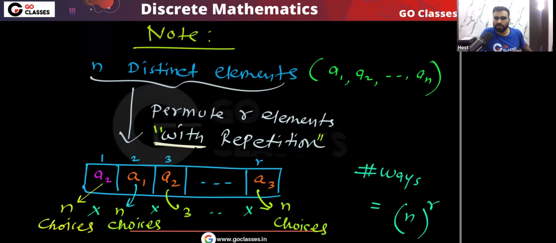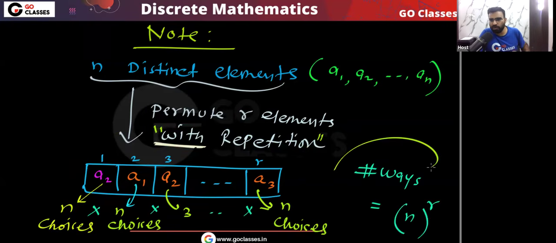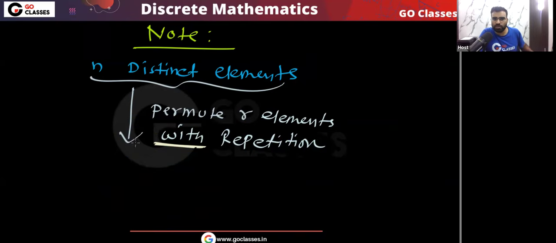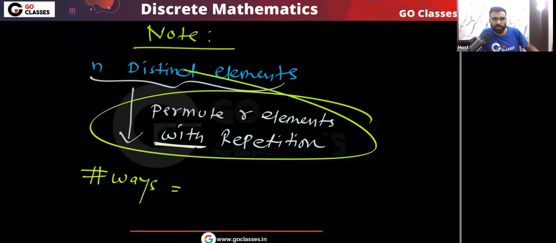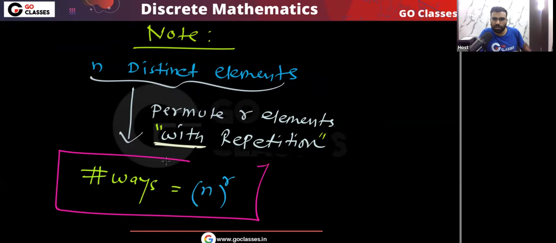Okay, so this is the formula. You can see this formula we are getting from the product rule. If you want, you can remember this formula also, or you can simply apply the product rule. So basically this formula we are getting, remember, number of ways that we get from n distinct elements. You want to permute r elements with repetition. Repetition is allowed. So what will be the number of ways? Number of ways will be n power r. Okay, and remember the proof is by product rule. We have seen the proof by product rule.